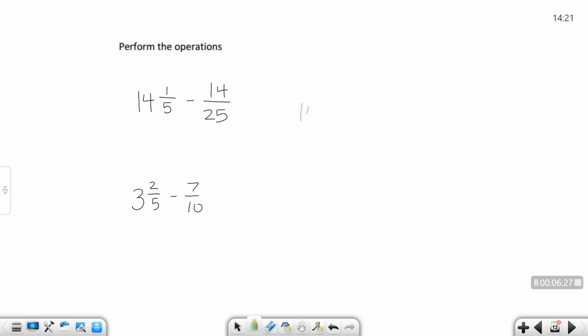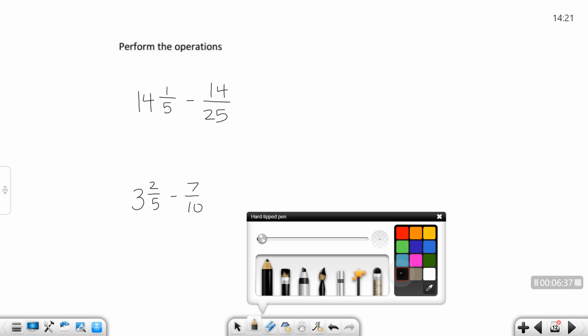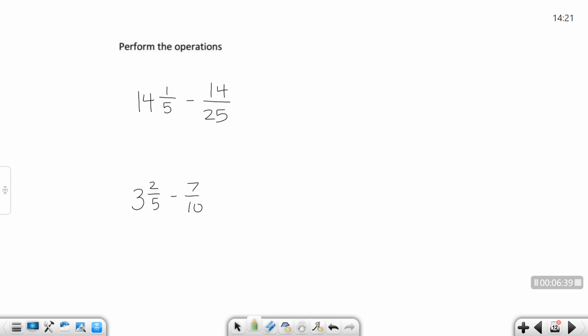I have 14 and 1/5 minus 14/25. Sorry, I'm trying not to have it green. There we go. Okay, so that's what it's looking like.